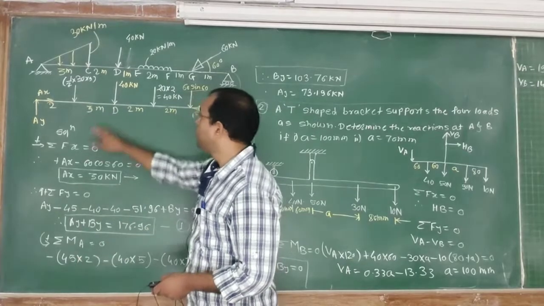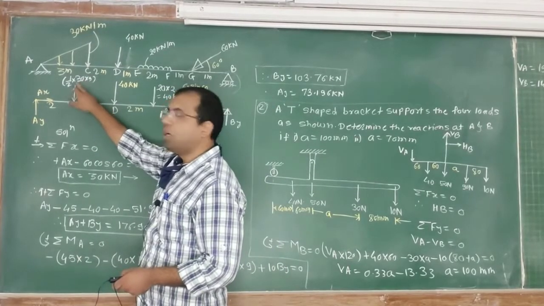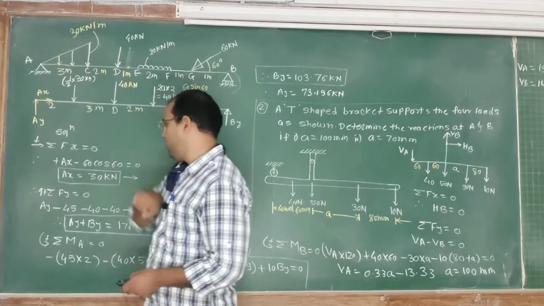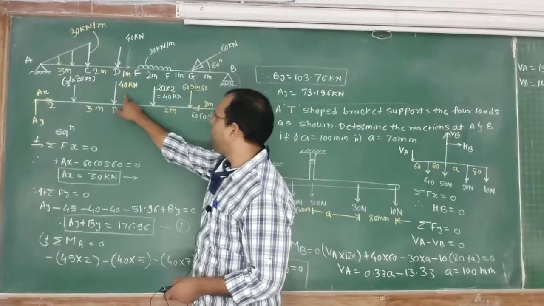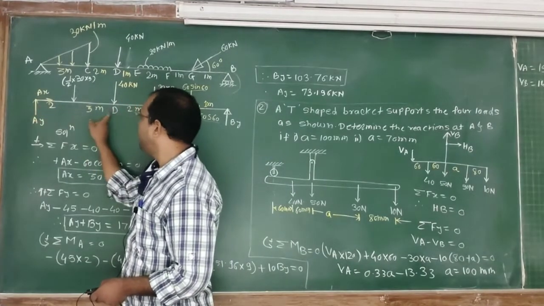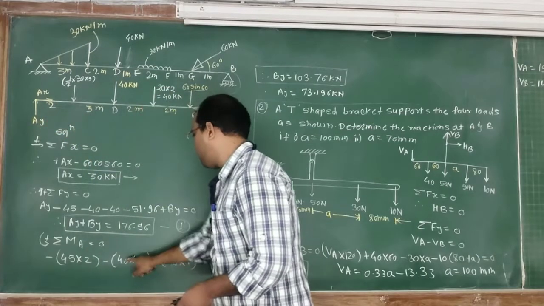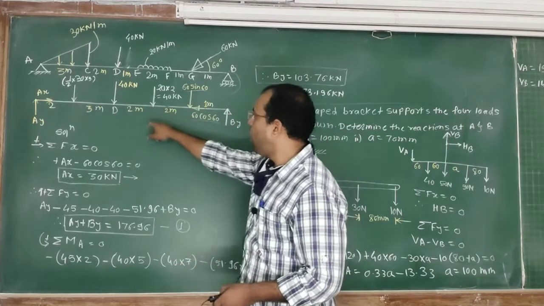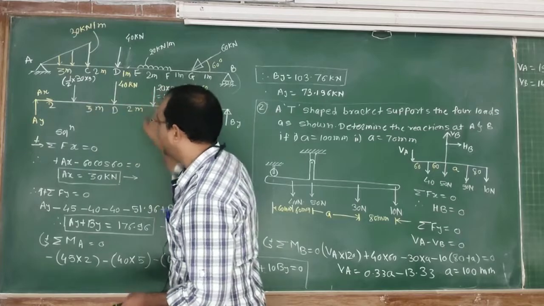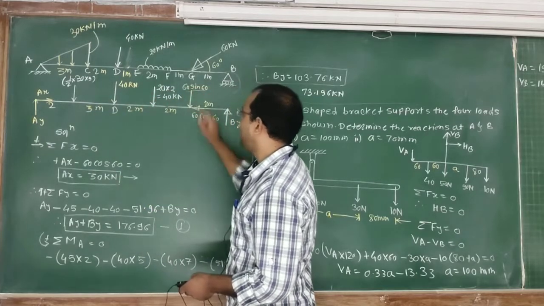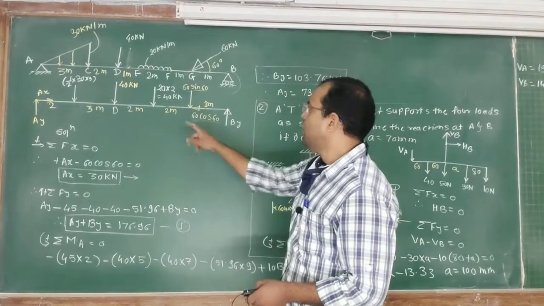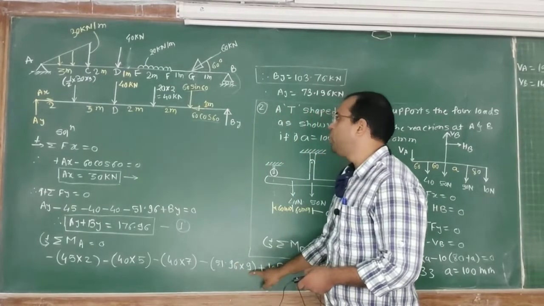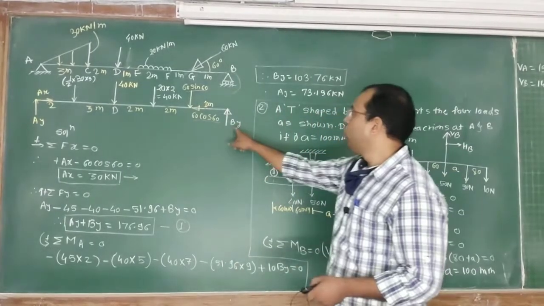So 45 into 2. This point load of 45 has a perpendicular distance of 2 meters. Then next 40 into the perpendicular distance between point D and A, 2 plus 3, 5 meters. So 40 into 5. Then again 40 into 7. All three are minus because they create moment in the clockwise sense. Then next 60 sin 60, again clockwise moment, so it is 51.96 into 9, and now comes to this By.